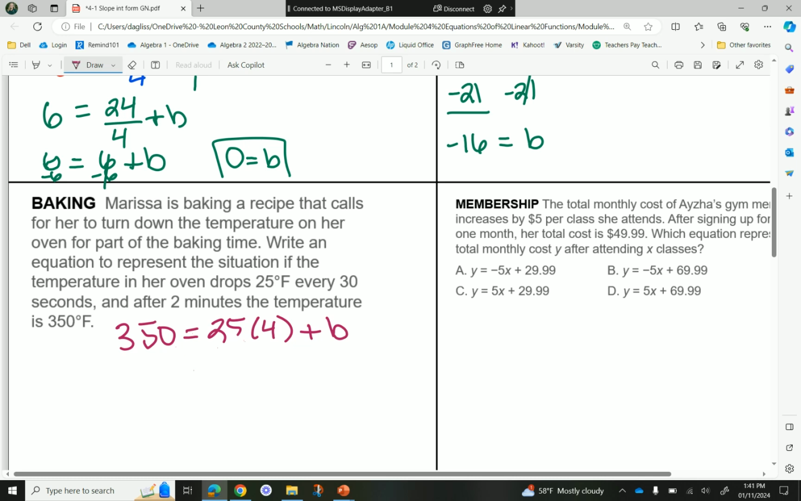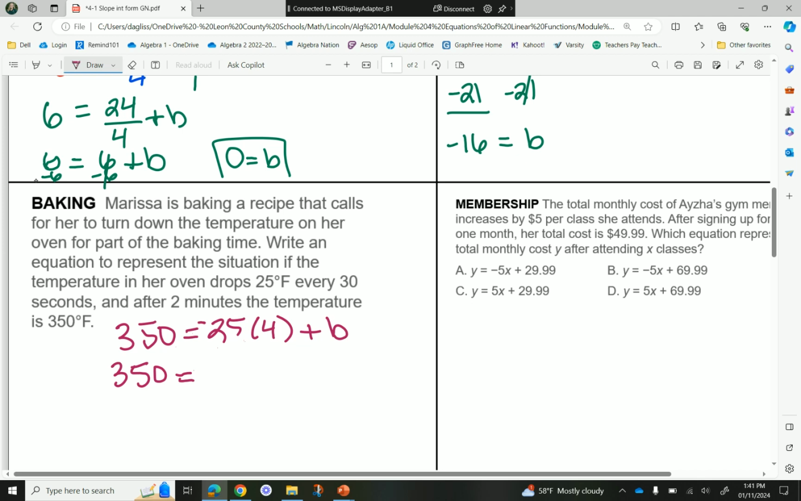We know we're dropping 25 degrees, so I should have my negative. So 350 is the starting, and my time was 2 minutes. That means it dropped a total of 4 times because it's dropping every 30 seconds. Does that make sense where it's coming from? 350 is, yeah. And then we don't know where it started. So what is negative 25 plus 4?